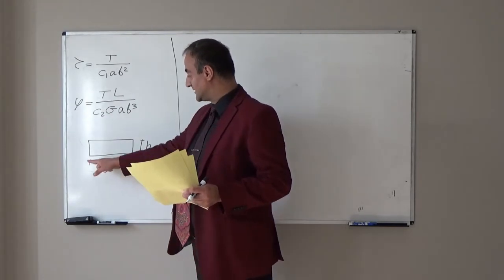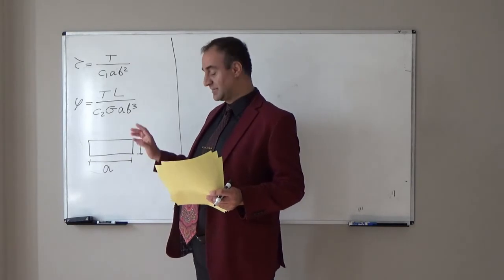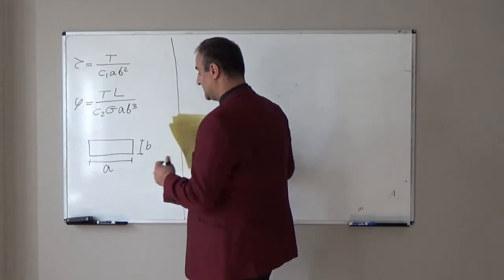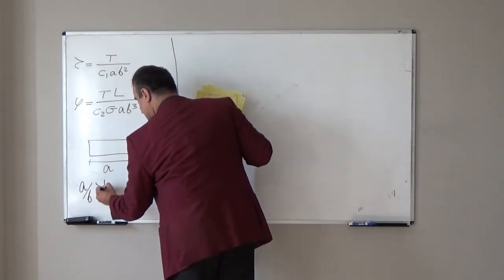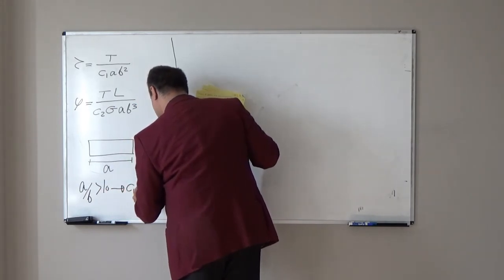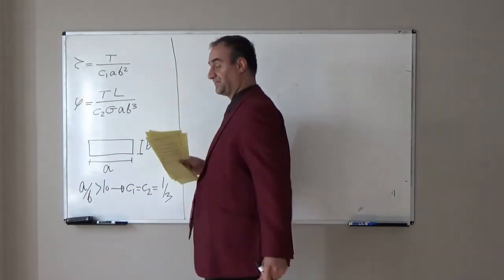A is the long side of the rectangle, B is the short side, and L is the length perpendicular to the board here, or the length of the shaft. If A over B is greater than 10, then we can roughly assume C1 is equal to C2, and that is equal to 1 over 3.